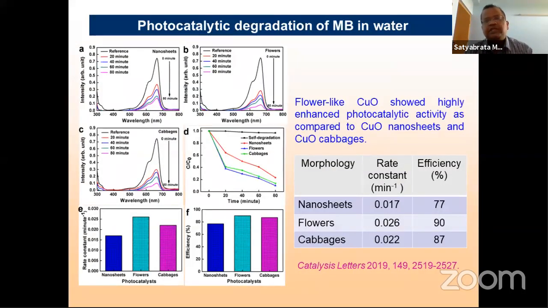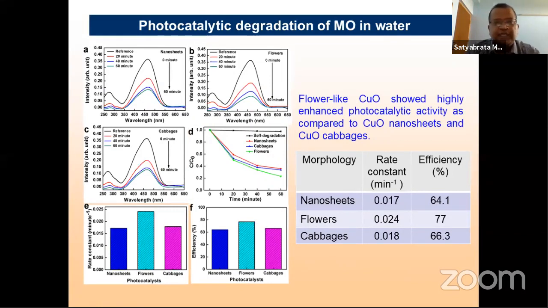Again, we have pushed these materials to test their photocatalytic performance for an array of pollutants, including methylene blue, methyl orange, malachite green, 4-nitrophenol, various sorts of organic pollutants and some toxic chemicals. So what we see here is that among all these synthesized morphologies of copper oxide nano flowers, the copper oxide flower-like morphology is the most efficient photocatalyst as compared with the other two morphologies, even though they have reasonably strong photocatalytic activity. So this appeared recently in Catalysis Letters.